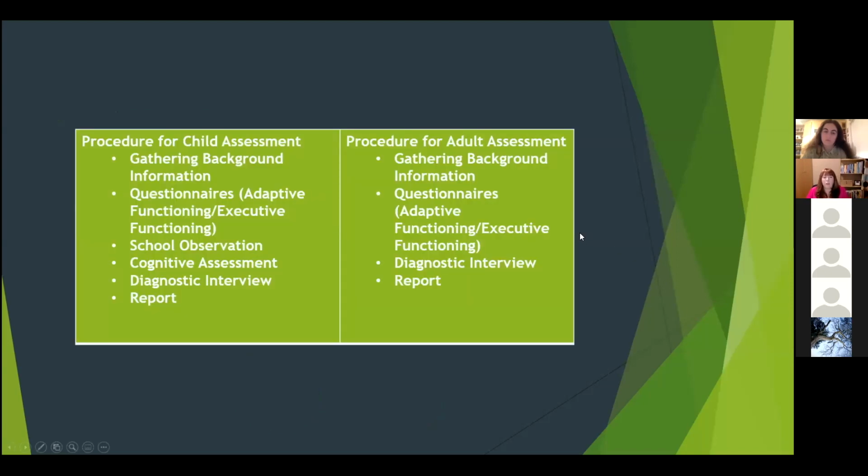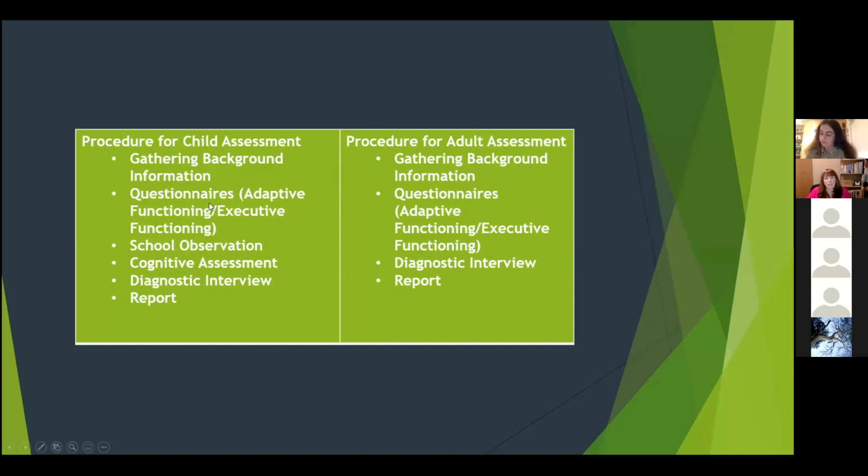Okay, so what we're going to have a look at tonight is the procedure for both child assessment and for adult assessment. So there's some overlap, and there's some areas that are similar on both of them, and then there's some that are slightly different. So in terms of an assessment for a child, the clinician would ask you to provide as much background information as you possibly can, and the more information you can give, the easier it is then for the diagnostic interview to be as concise and as easy as possible.